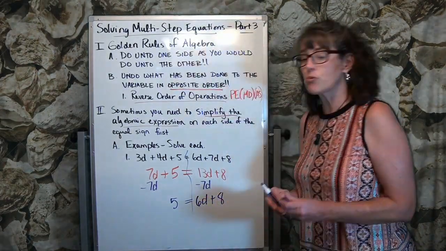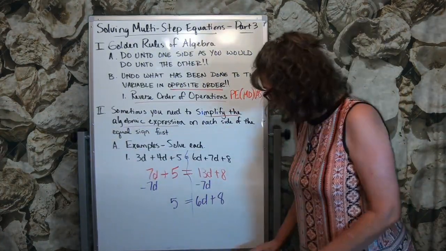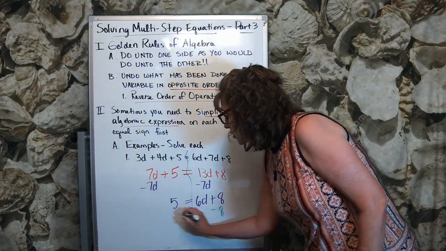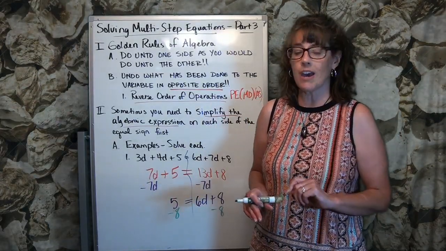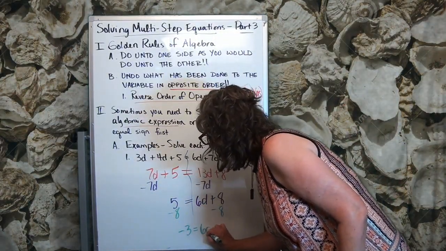So what I did was I threw all of my variables on this side. Now I need to throw all my constants on the other side. That means that I've got to take the 8 out of this pan so that I can take 8 out of this pan. Now that I went in the hole over there, that's okay. 5 minus 8 is a negative 3, and that gives me a 6D over here.